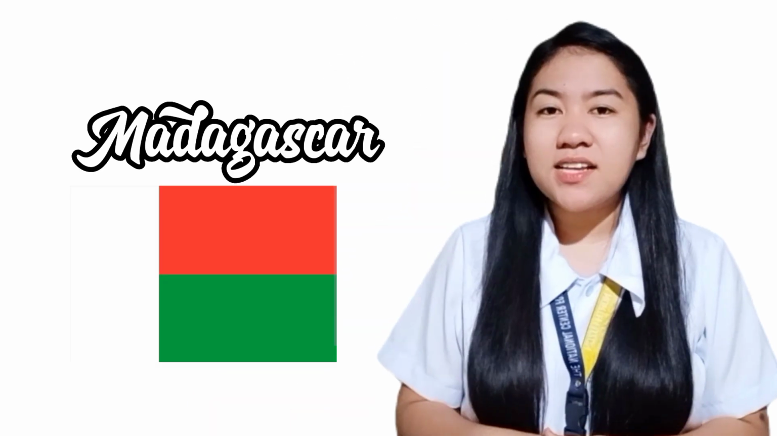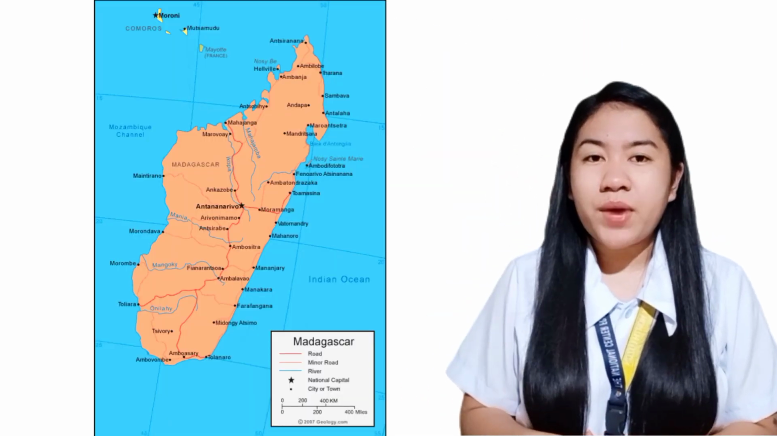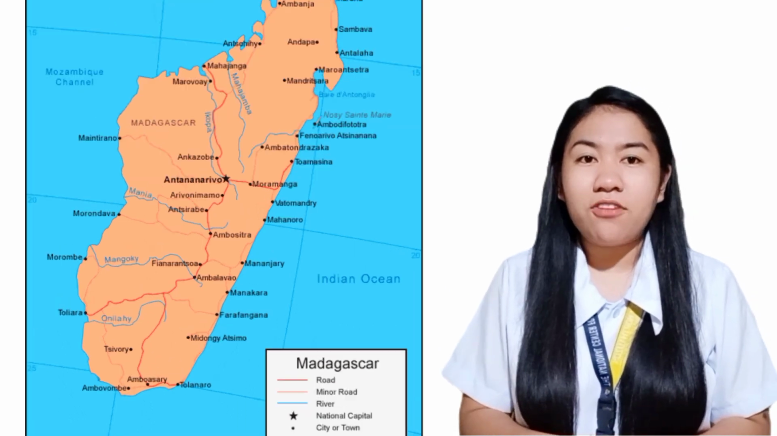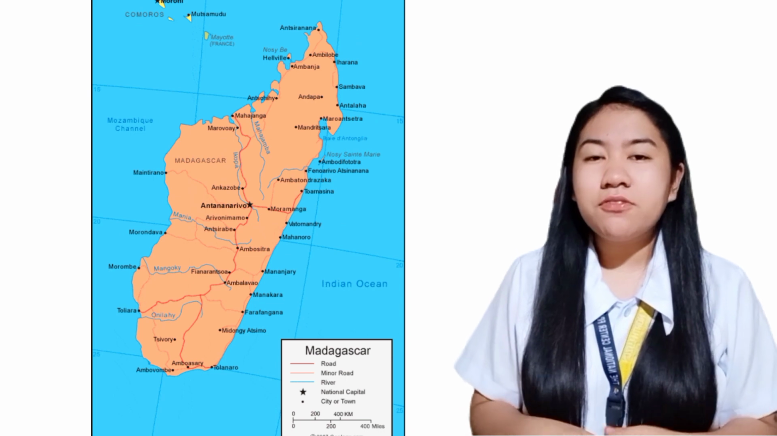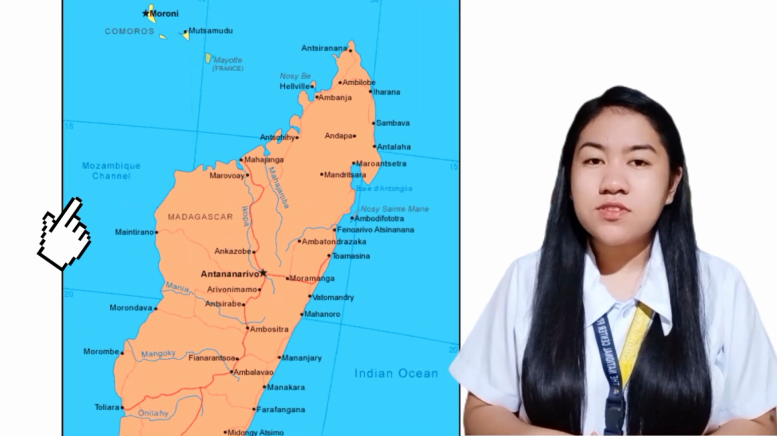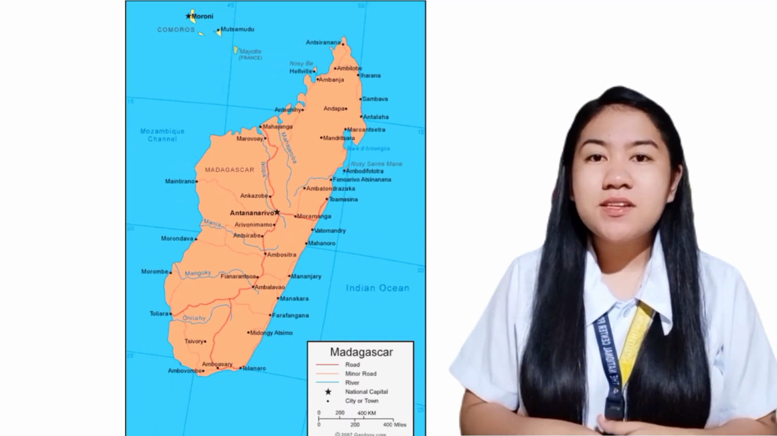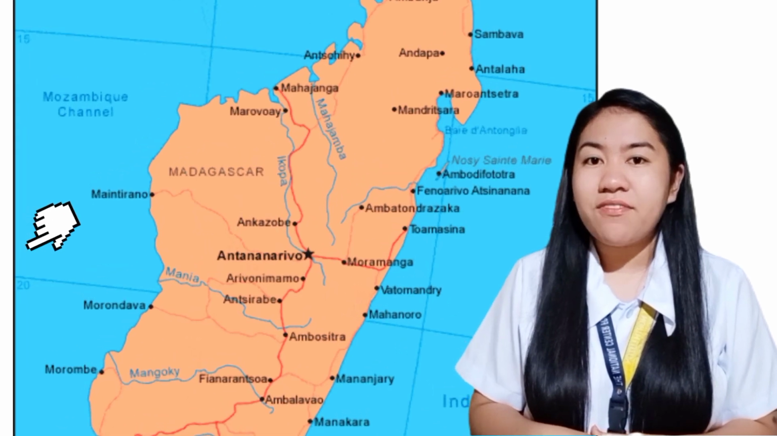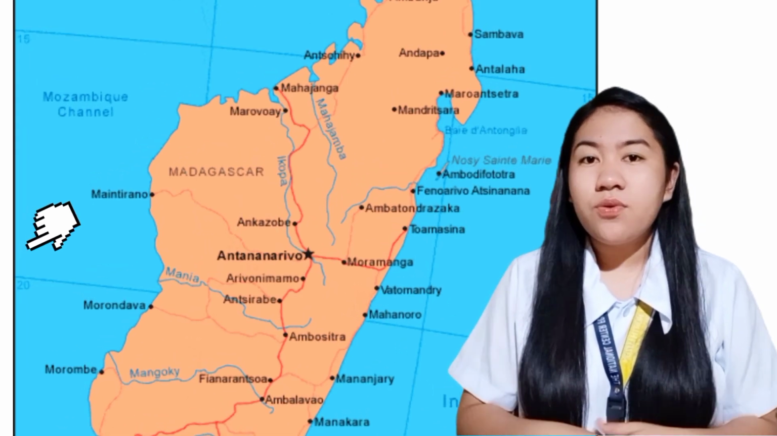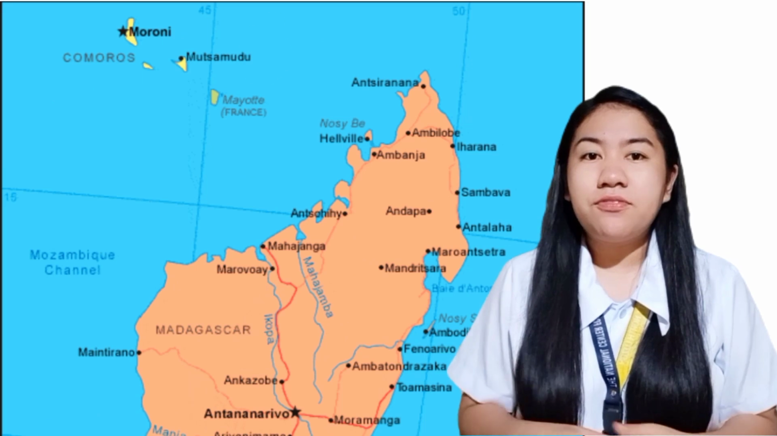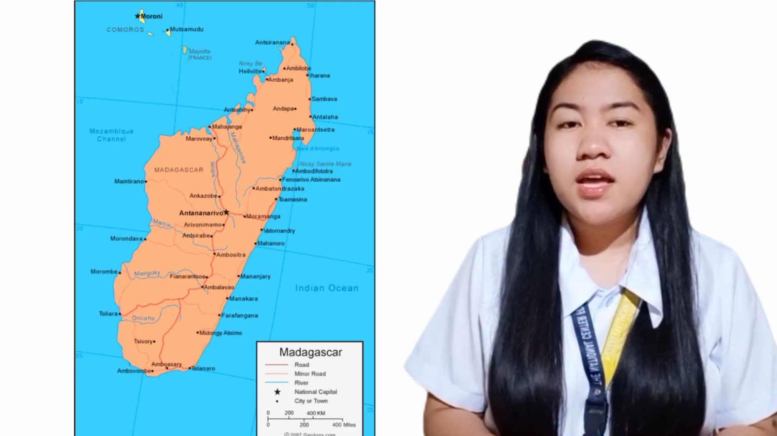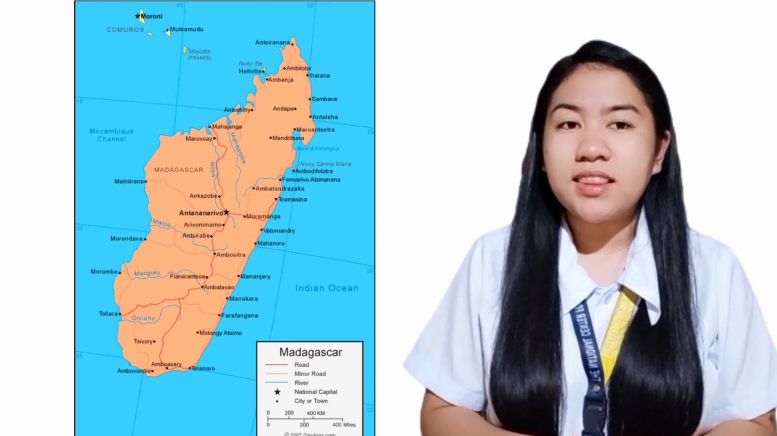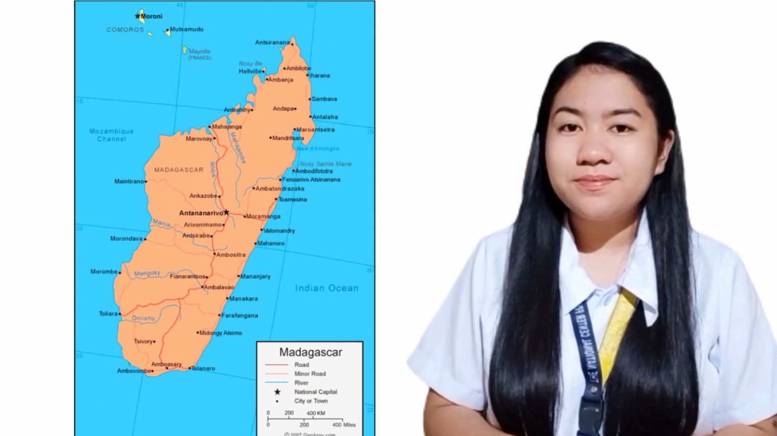Next is Madagascar. Madagascar is situated in the southwestern area of the Indian Ocean, east of the coast of Africa, and about 400 kilometers off the coast of Mozambique. Its absolute location is 18.7669 degrees south, which is the latitude, and 46.8691 degrees east, which is the longitude. Madagascar is a country that lies below the equator.